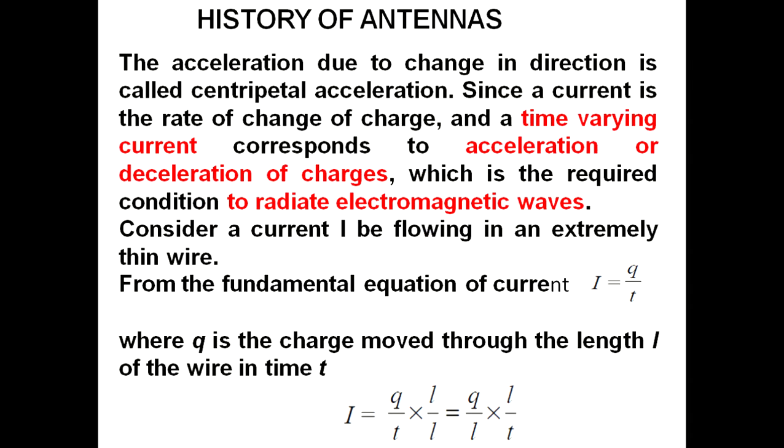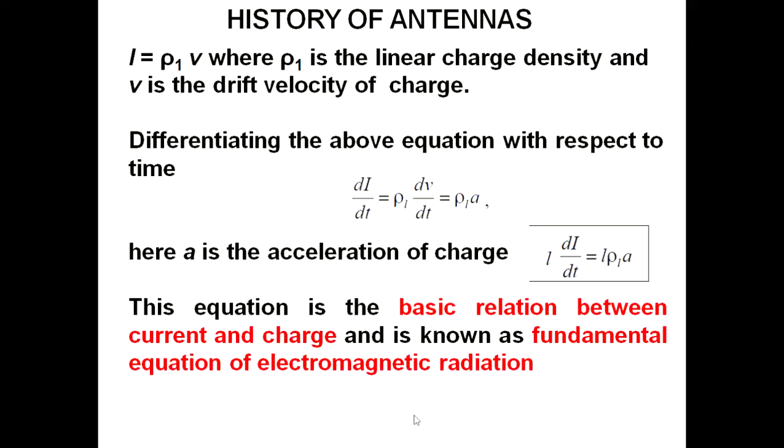Here is the basic fundamental equation of current: I equals Q by T, the ratio of the flow of charge carriers with respect to time. Current means the flow of charge carriers with respect to time, where Q is charge. If you rearrange and differentiate this equation, you get dI by dt equals rho l into dv by dt, where rho l is the linear charge density and v is the velocity.